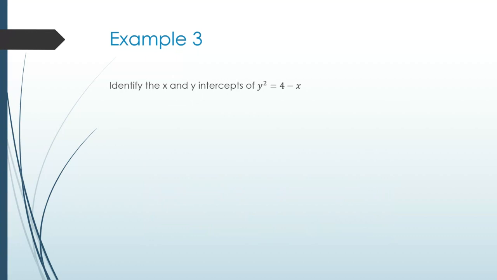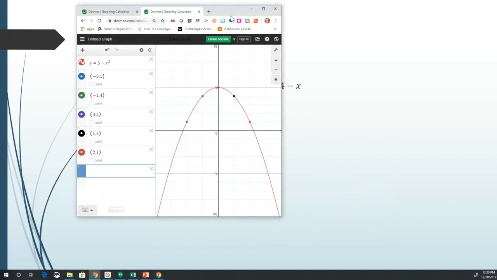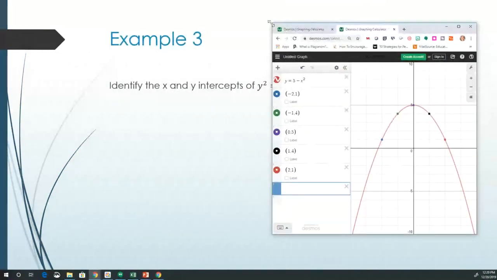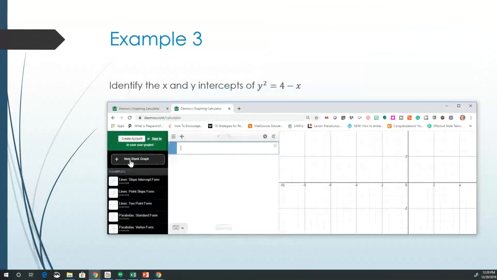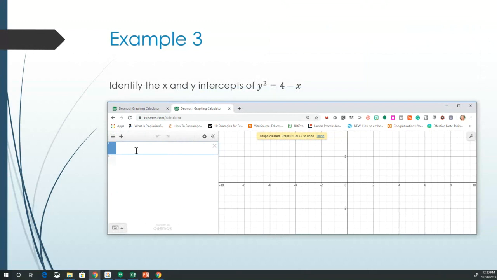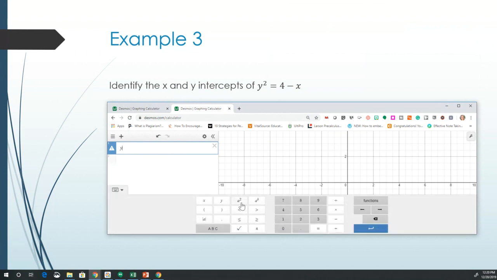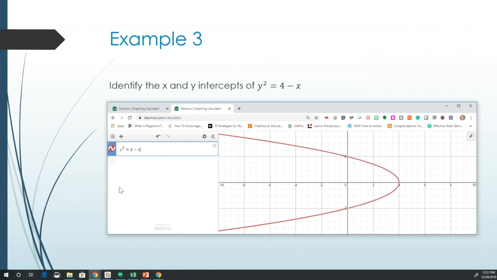So I'm going to pull up Desmos. And I'm going to just make a new blank graph. And I'm going to type in the equation. And if you don't have a keyboard and you're still trying to get an exponent, if you click this show keypad thing, you can get a square right here. So I can just type in that, and now it's y squared equals 4 minus x. Now I'm going to hide this. So this is what our graph looks like.